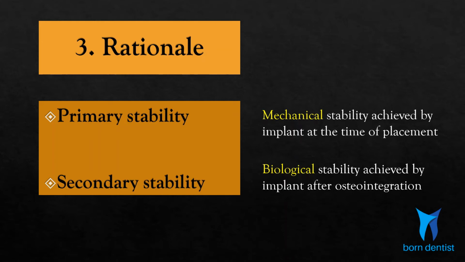But in order to achieve secondary stability, the implant should not have micro movement during healing. So the initial primary stability is the one which ensures it. That means primary stability is necessary to achieve secondary stability. So we need both in an implant. Hope you people understood the significance of these terms.